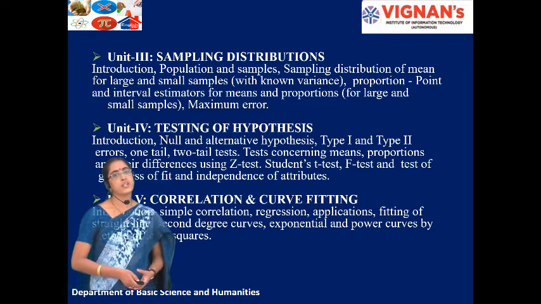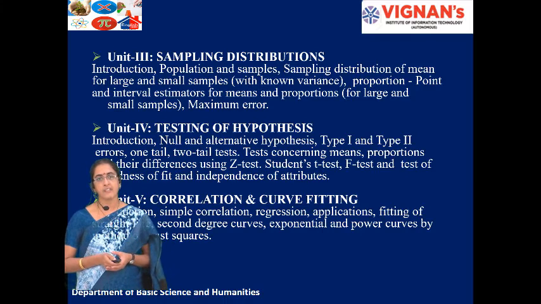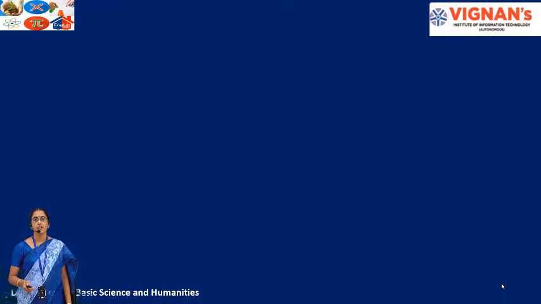Then the last unit is correlation and curve fitting. Correlation means when we deal with linear data of two variables, that is bivariate data, does a relation between the two variables exist? If it exists, can we predict the data? That can be determined using correlation, regression and curve fitting.